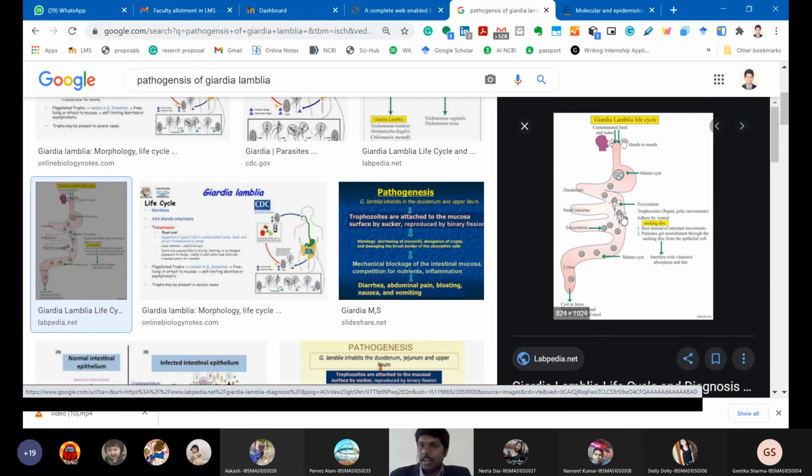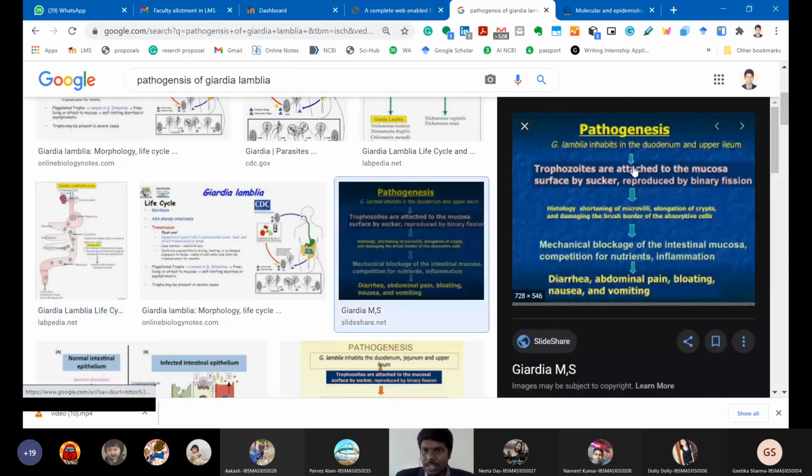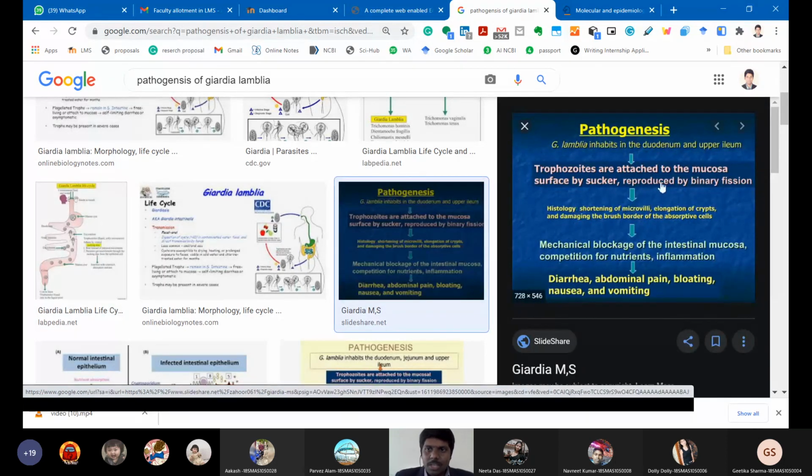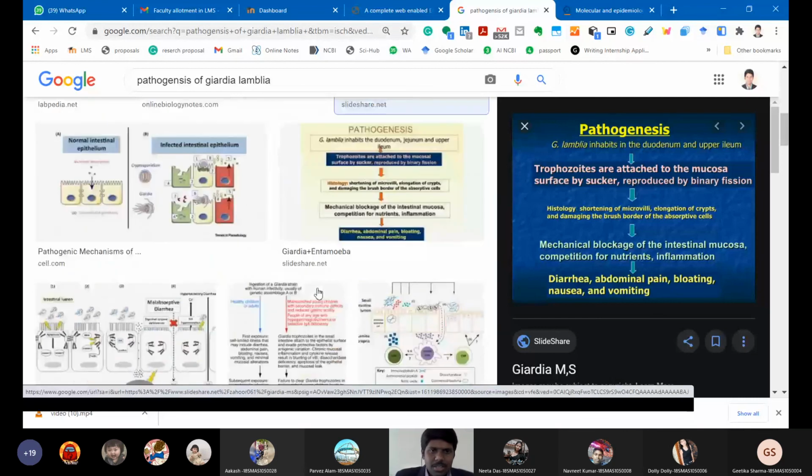During unfavorable conditions, the trophozoite will go into encystation. That means it will become a cyst, and this cyst will be discharged in the feces. Whoever touches this, the cycle will continue. So the contaminated cyst water will be consumed by someone, and the life cycle will continue. This is the pathogenesis of Giardia lamblia. Straightforward steps: the trophozoite is attached to the mucosa.